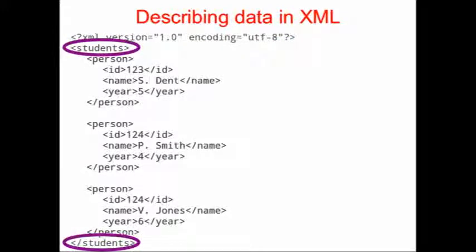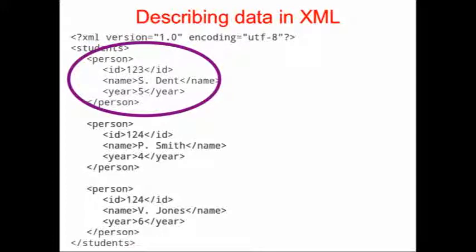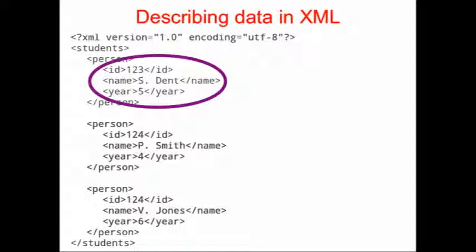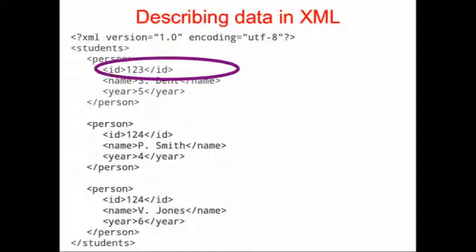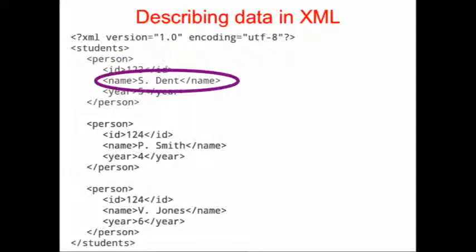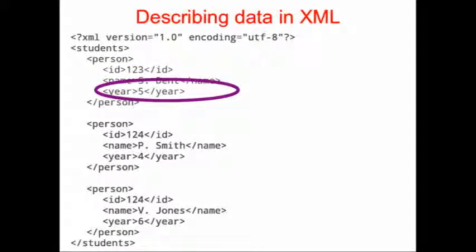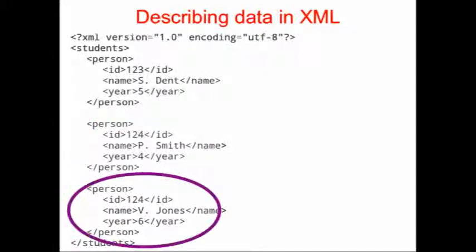In this case, our root tags are called students. Within students, we have person objects. And our person object is comprised of an ID, a name, and a year. At each level, we provide the data within the opening and closing tags. We describe the first student, the second student, and the third student in the same way. This is well-formed XML that describes our student data.